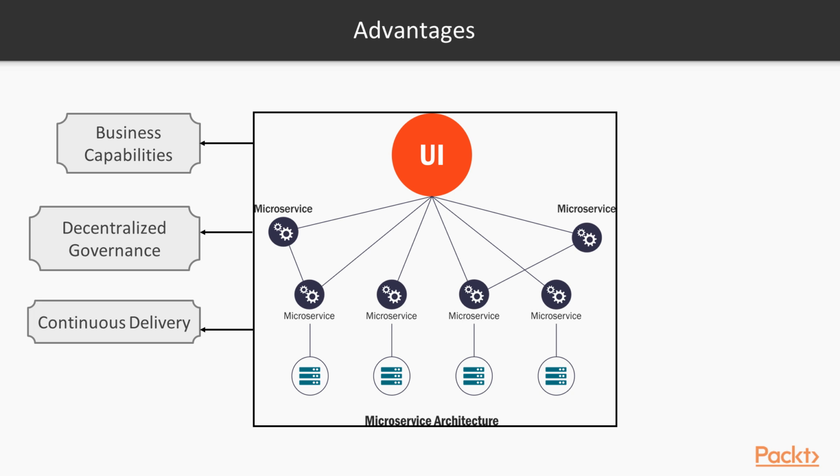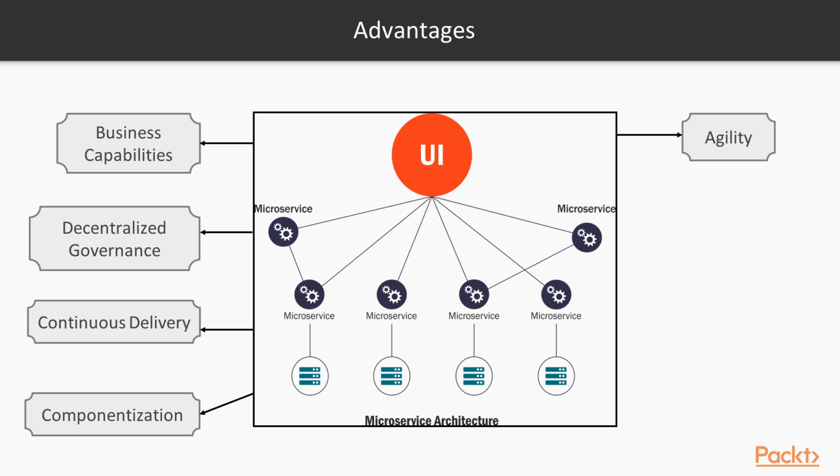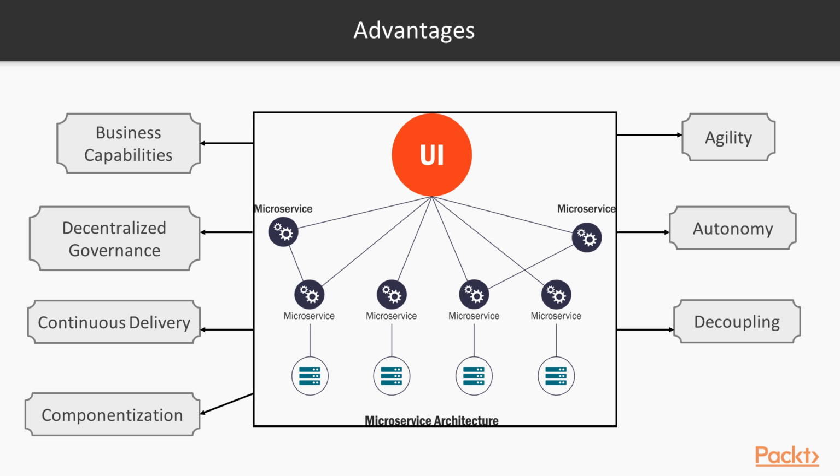Continuous delivery. It allows frequent releases of software through systematic automation of software creation, testing, and approval. Componentization. Microservices are treated as independent components that can easily be replaced and upgraded. Agility. Microservices support agile development, as any new feature can be quickly developed and removed too. Autonomy. Teams can work independently while building microservices, which leads to increasing development speed.